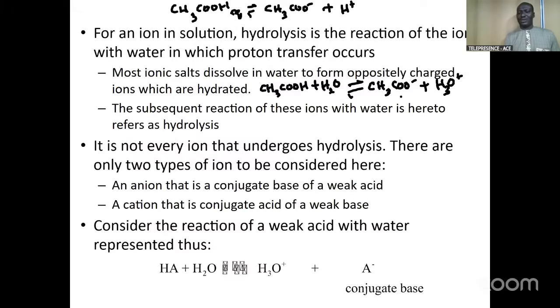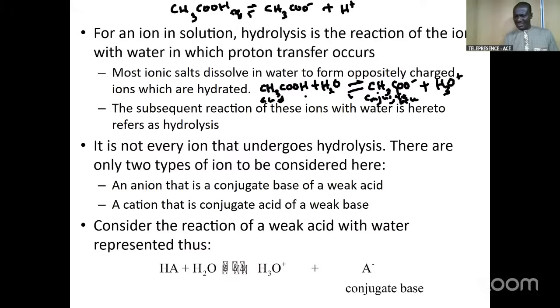Now, here in this reaction, this is the acid. It's a proton donor. It's donating a proton to water. So this is the acid. What is formed when this proton has been removed is the conjugate base of this acid. So this is the conjugate base. That's what I'm trying to explain here.